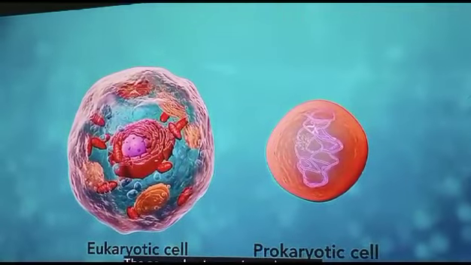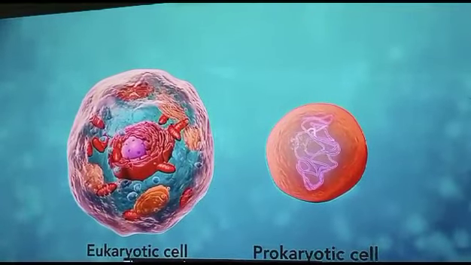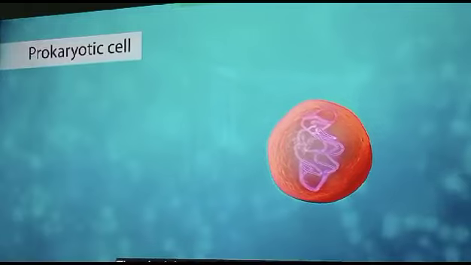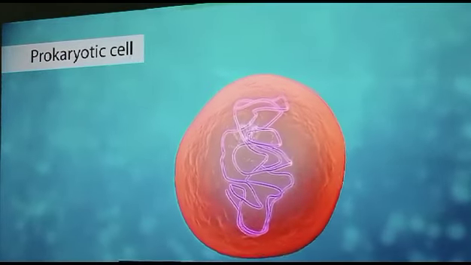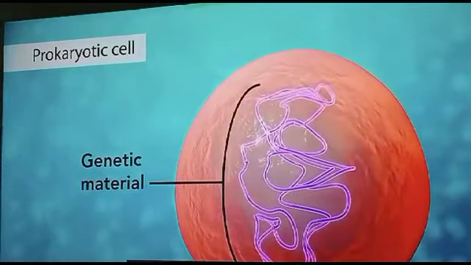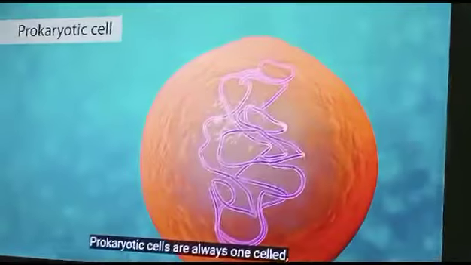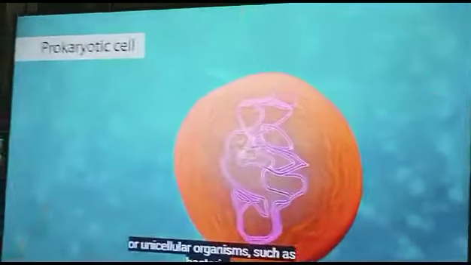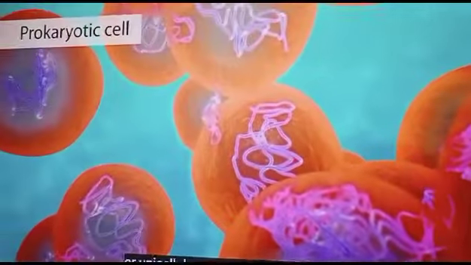The second category is prokaryotic cells. They don't have a nucleus or membrane-enclosed organelles. They do have genetic material, but these cells are always one-celled or unicellular organisms, such as bacteria.